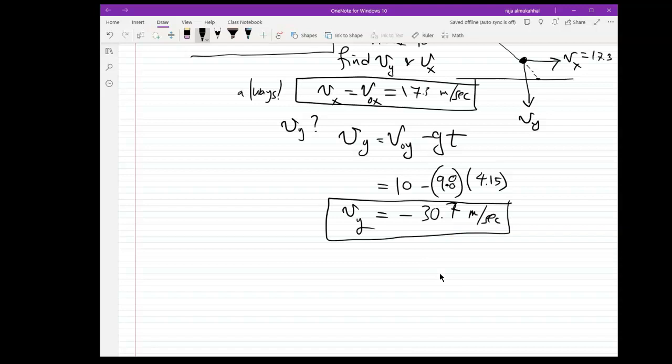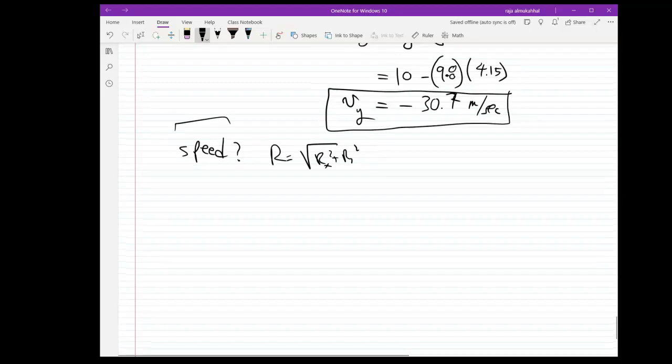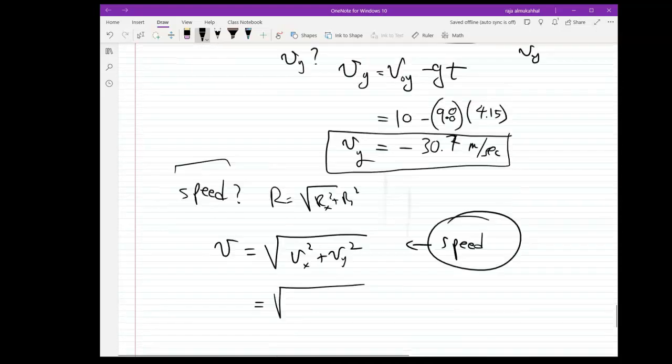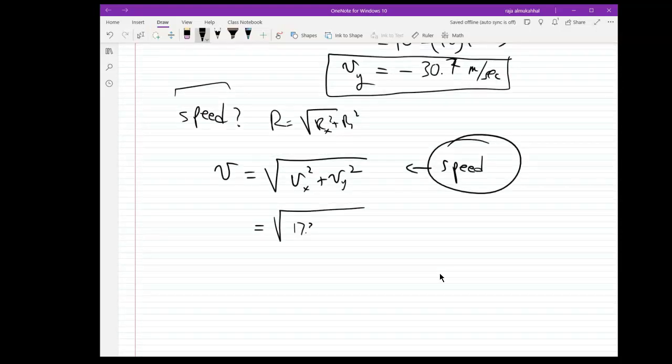So going back, he said, what is the speed? What does speed mean? Well, speed means it's a magnitude, right? Just like the R vector. Remember the R vector is R sub X squared plus R sub Y squared, square rooted? Well, the speed is the magnitude of the velocity. That means the speed V is equal to the square root of V sub x squared plus V sub y squared. That's the meaning of speed, actually. The Pythagorean is speed, not velocity. Okay? So I can just say V is equal to the square root of 17.3 quantity squared plus negative 30.7 squared. And then we can calculate that. And my answer is 30.7 meter per second.